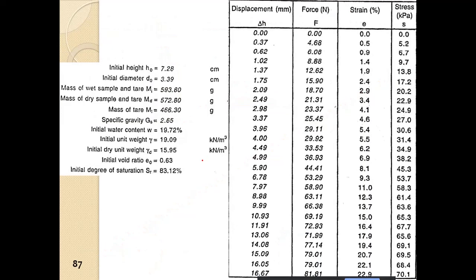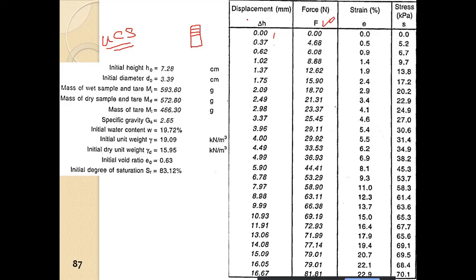Now here what I have is a UCS test result. Here you see delta H. Delta H means if this is the sample, there is a compression delta H, so the H is changing. This is the delta H, the axial compression of the sample.